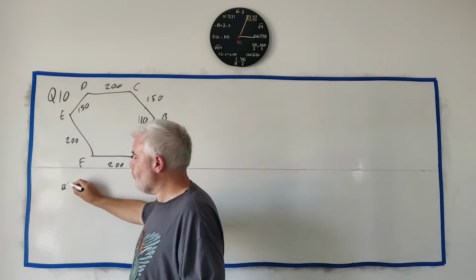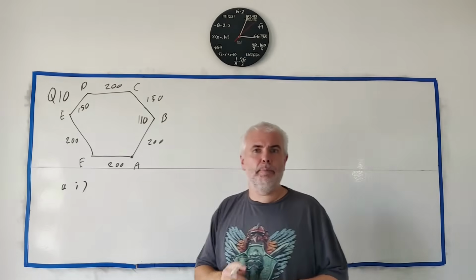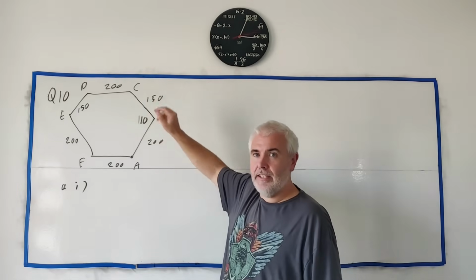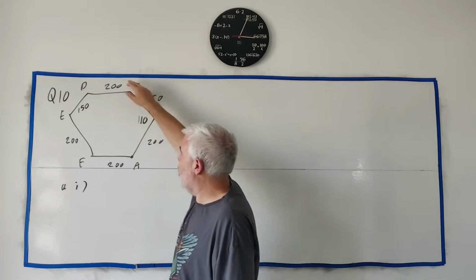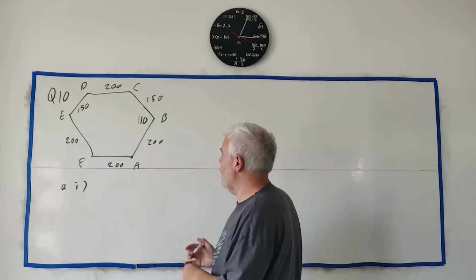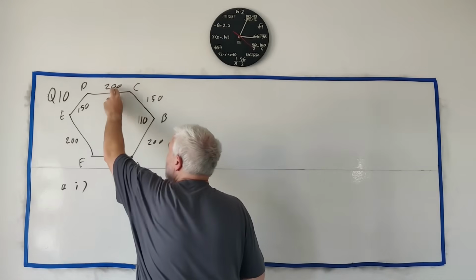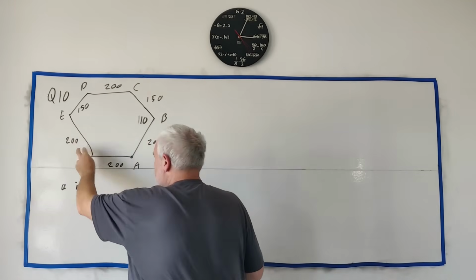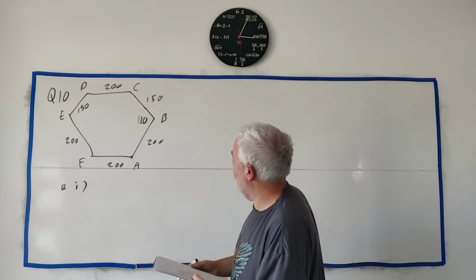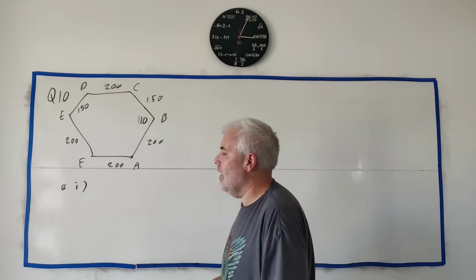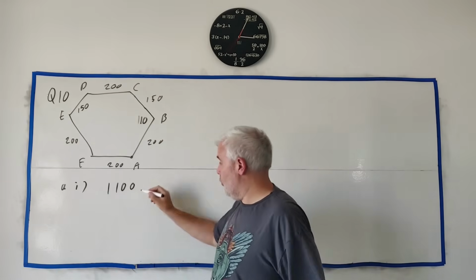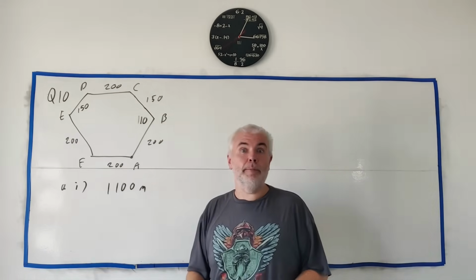Part 1 asks us, a person swims A, B, to C, to D, to E, to F. So basically they just go around and then back to A. How far do they swim? Not a difficult question here. It's 200 plus 150 plus 200 plus 150 plus 200 plus 200. We add all that together. Let's see, it is 4 200s and another 300. That is 1,100 meters, or 1.1 kilometers.